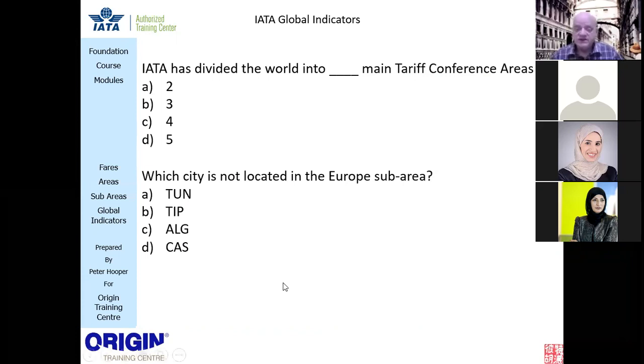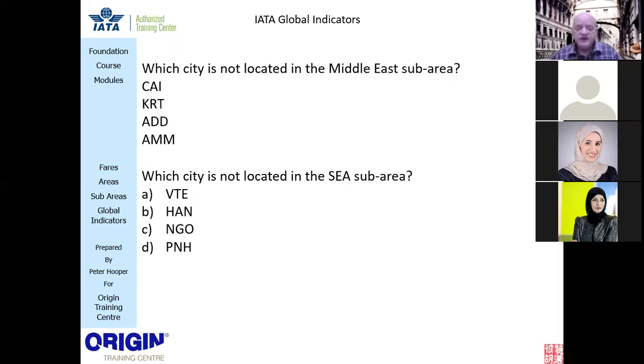Okay, some general questions. IATA has divided the world into how many? It's 3 traffic conference areas. Which of these cities is not located in Europe? Tripoli. Well done. We have TUN Tunis, TIP is Tripoli in Libya, ALG Algiers in Algeria, CAS Casablanca, Morocco. Which of these is not in the Middle East sub-area? Addis Ababa. Addis Ababa comes under one of the African ones.